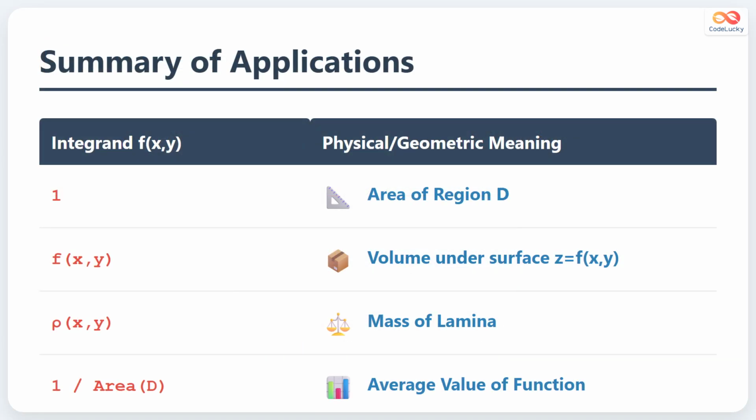To summarize, integrate the number 1 for area, integrate the surface function for volume, and integrate density for mass. These are the 3 fundamental pillars of double integral applications.